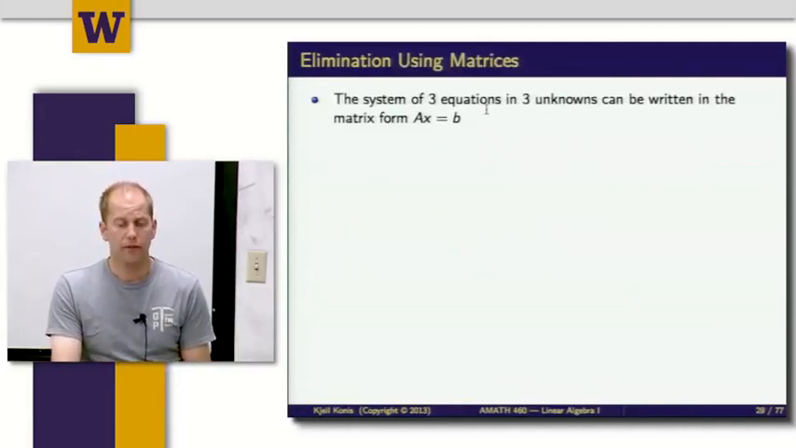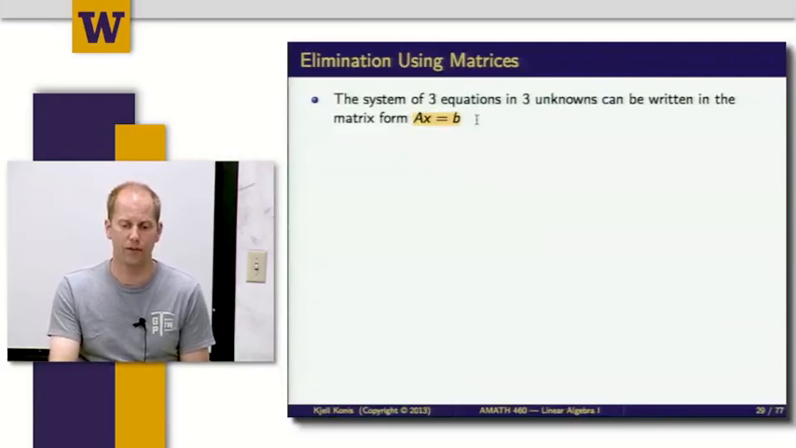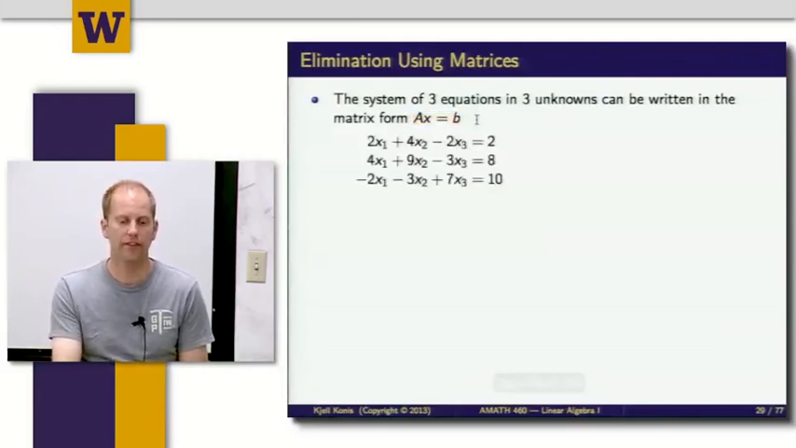And what we're moving towards now is, can we represent an elimination using a matrix? So now let's consider a slightly more complicated system. Now I have 3 equations and 3 unknowns, and I want to write that in the form Ax equals b. So here's my system.